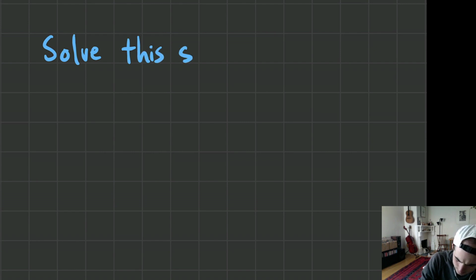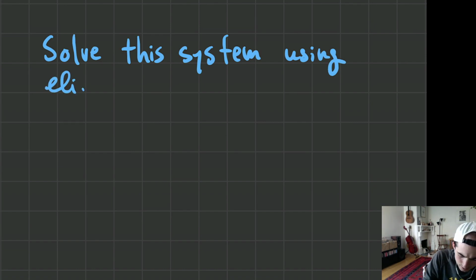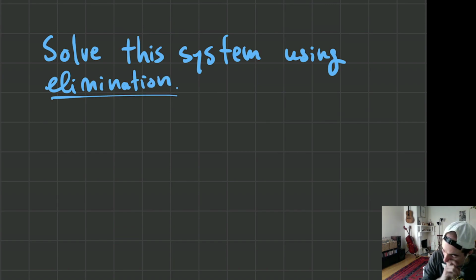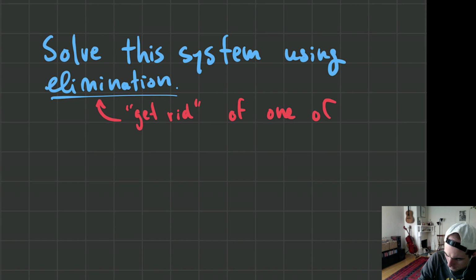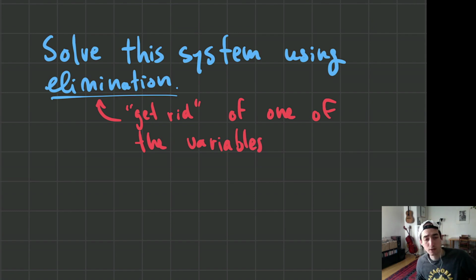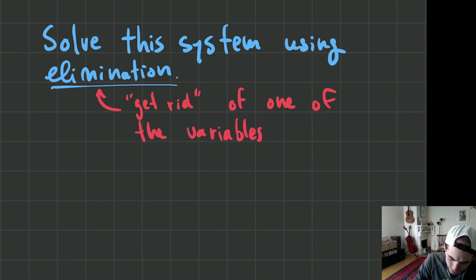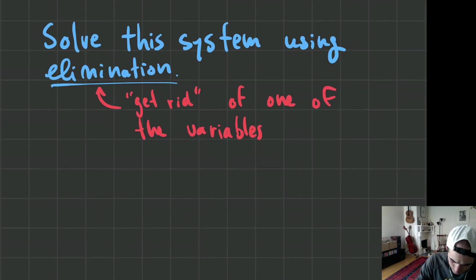So I'm going to do this one here. I'm going to solve this system using elimination. Elimination here means we're going to get rid of one of the variables. It's going to be great. Okay, so we're going to solve this system using elimination. Great, so what is the system?